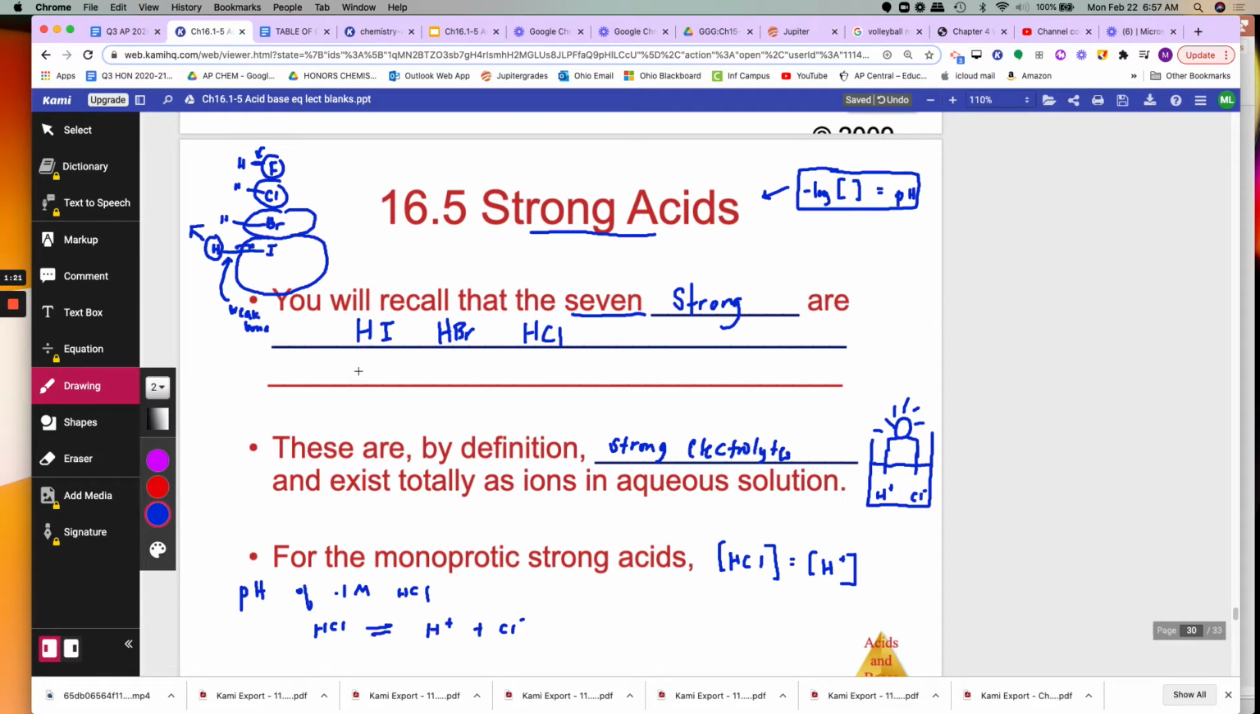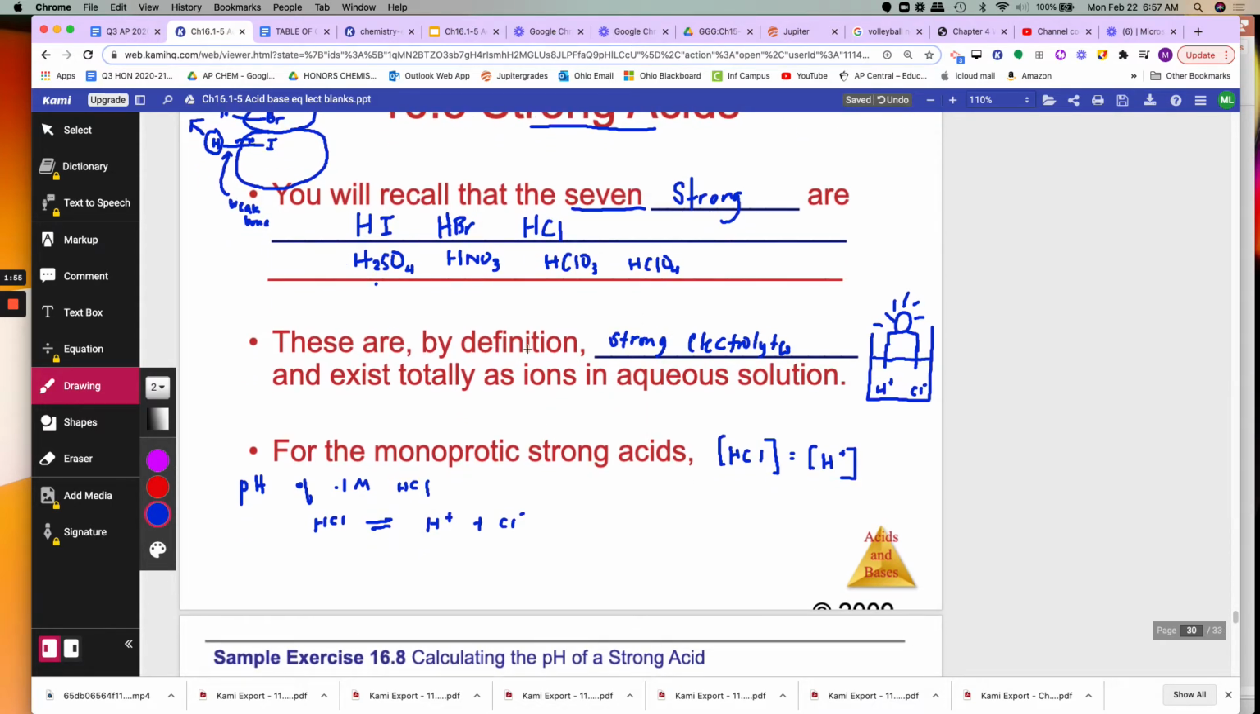The other strong acids are due to the oxygens. So they're oxyacids: H2SO4. The O's pull electron density away from the H again, and the H comes off. H2SO4, HNO3, HClO3, and HClO4. Okay, this is sulfuric acid, nitric acid, chloric acid, and perchloric acid.